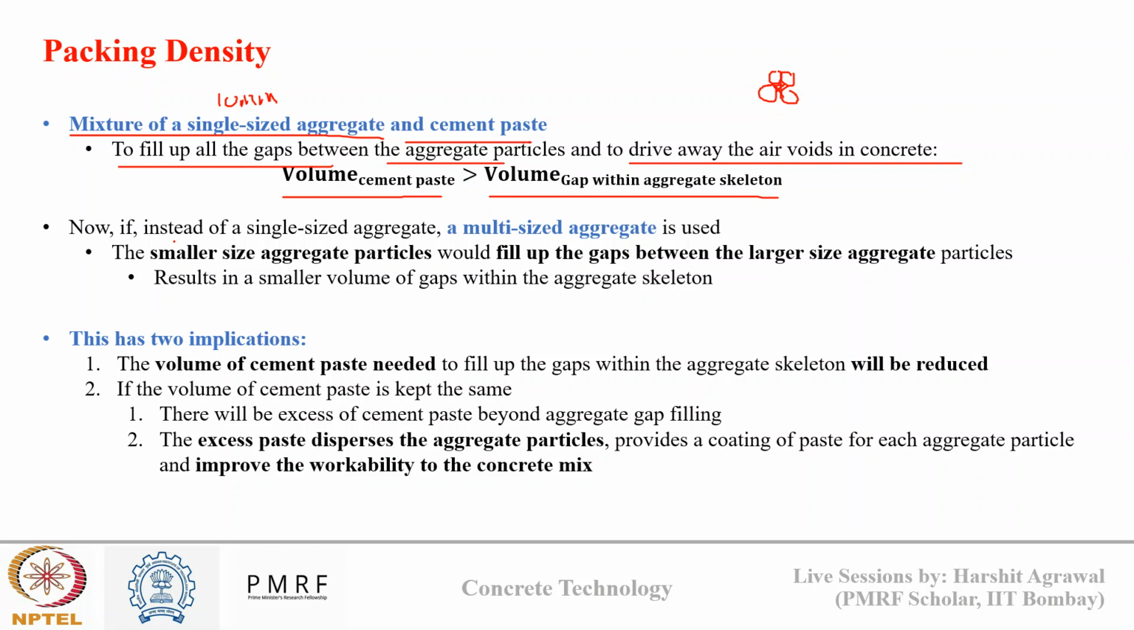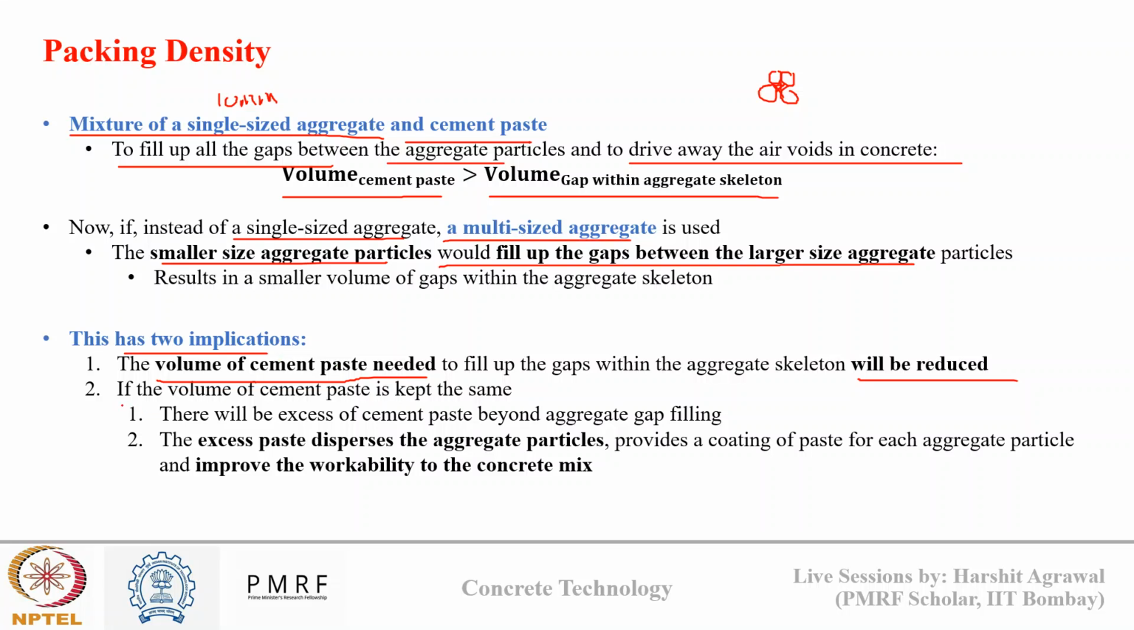Now, instead of single sized aggregate, suppose I'm using a multi sized aggregate. So what will happen? Instead of my cement filling the gaps between the aggregate, the smaller size aggregate will fill up the gaps between the larger size aggregate. And what will this result in? This will result in a smaller volume of gaps to be filled within the aggregate skeleton by cement. So multi-sized aggregate has two implications. The volume of cement that is needed to fill the gaps within the aggregate skeleton will be reduced, because some volume will be filled by the smaller sized aggregate itself.